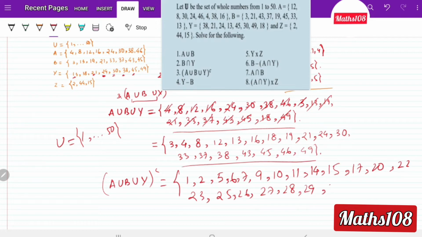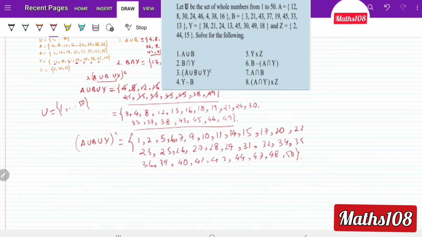29, 30, 31, 32, 33, 34, 35, 36, 37, 38, 39, 40, 41, 42, 43, 44, 45, 46, 47, 48, 49, and 50. This is the complement of A union B union Y.